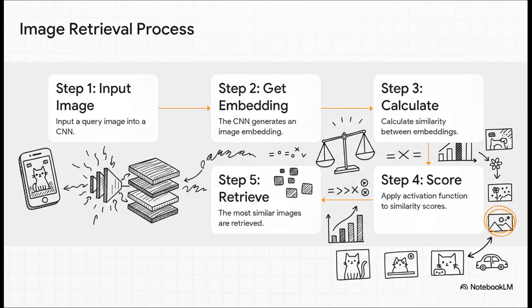So here it is, the whole process from start to finish. 1. You give it an image to search for. 2. That image gets fed into a CNN, which spits out its unique numerical fingerprint, that embedding we talked about. 3. The system calculates the similarity, comparing that fingerprint to every single other one in the database. It ranks them all based on how close they are, and then boom, the images with the highest scores, the closest matches, pop up on your screen. And that, my friends, is how your phone finds every last picture of your cat.